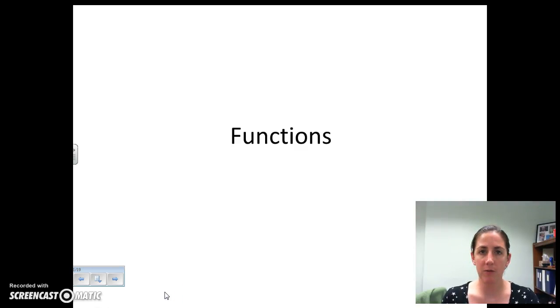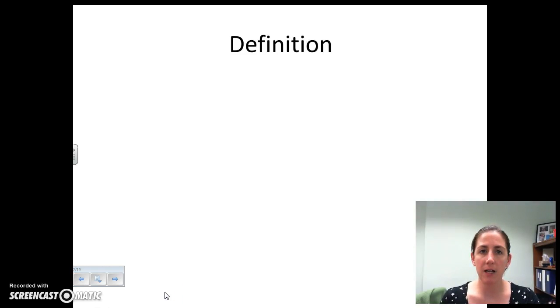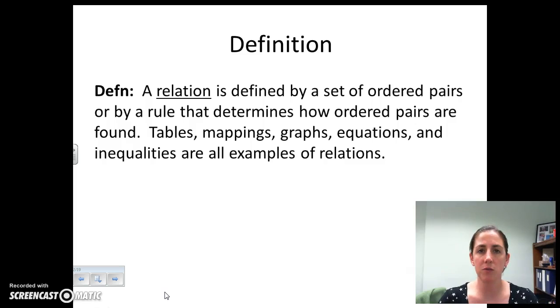Today we're going to talk about functions. We'll start by defining a couple words. The first one is relation. A relation is a set of ordered pairs or some rule that we can determine ordered pairs from. This can include tables, mappings, graphs, equations, or even inequalities.